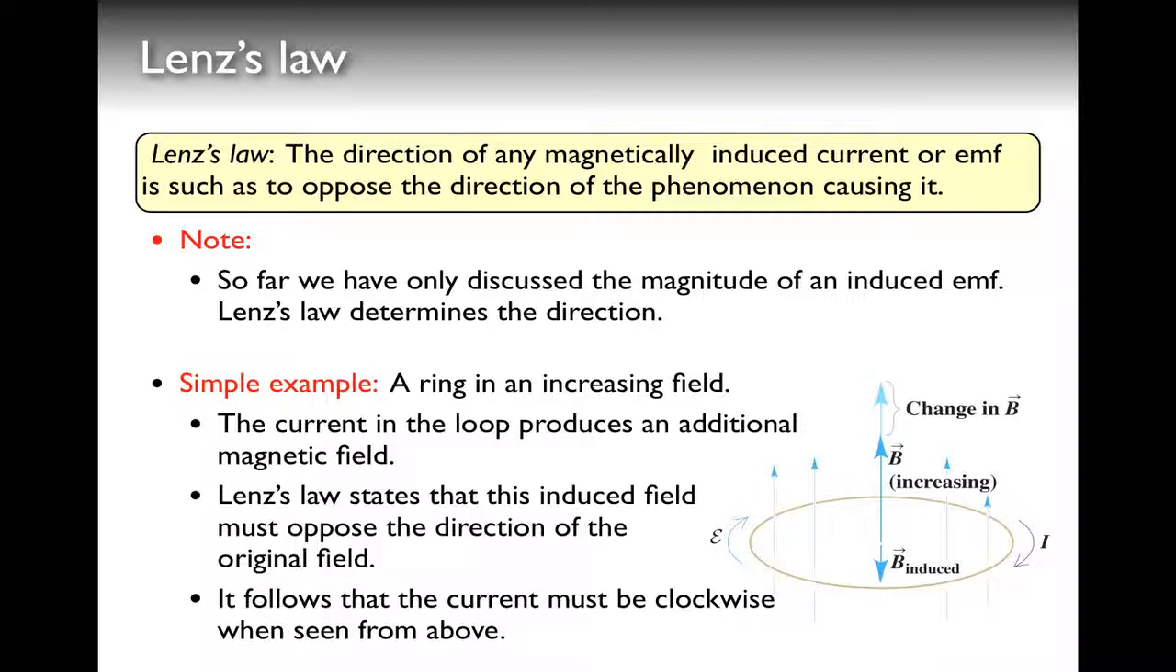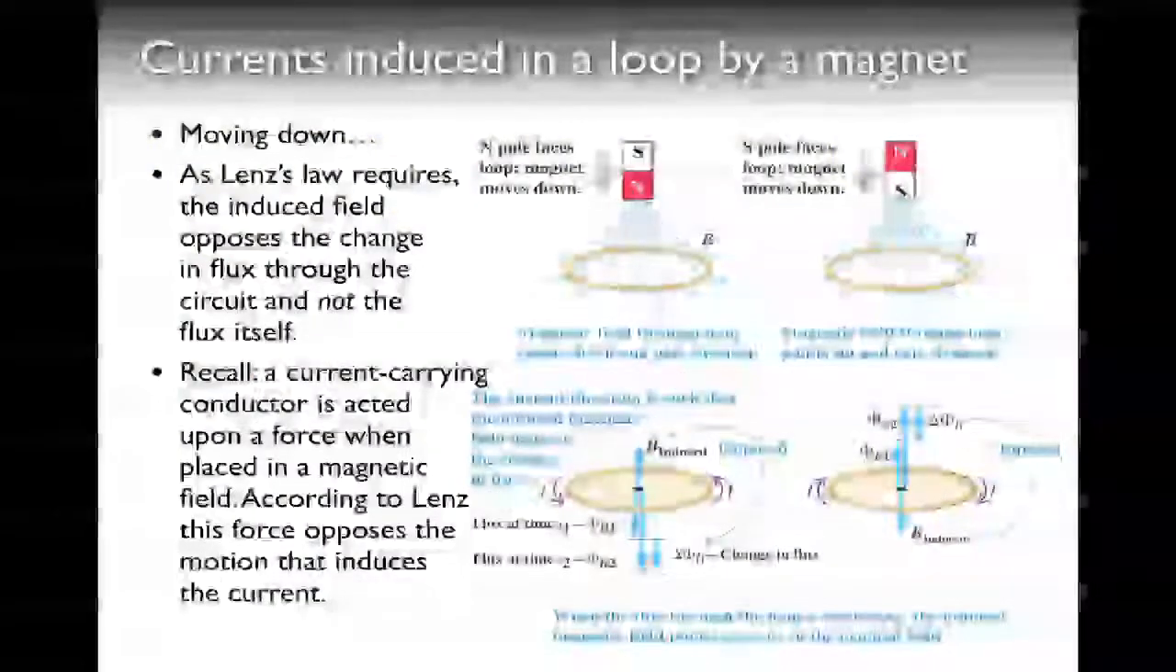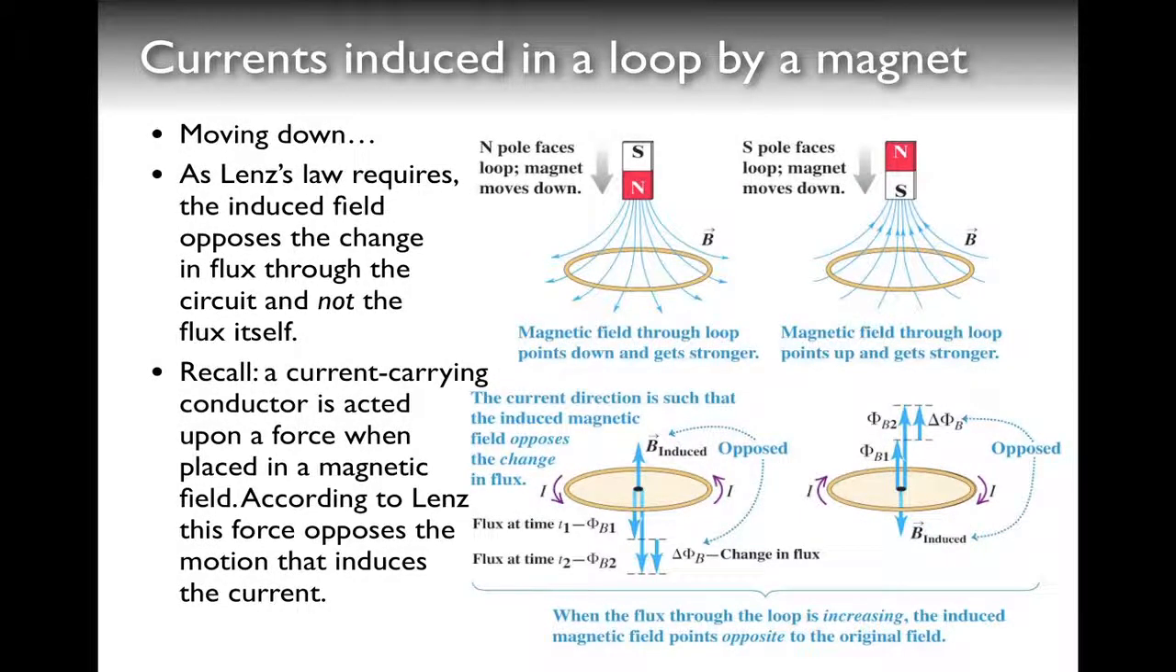Now there are of course different scenarios that you can study. For example, here in the left-hand side picture, if the north pole faces the loop and the magnet is moving down, what you're actually doing is increasing the magnetic field, and because the area of the loop is constant, the flux is still increasing. This means that the induced field has to oppose this change in flux, and if you now use the right-hand rule, you obtain a current that goes counterclockwise.